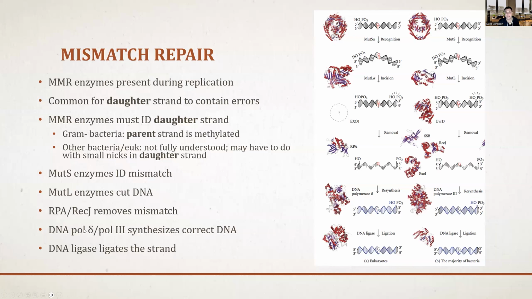At this point, depending on which enzyme, which type of species you're in, if you're in a eukaryote, RPA is going to remove the mismatch, and DNA pol delta is going to come in and synthesize that new stretch. If you're in bacteria, it's RecJ removing the mismatch, and it is DNA polymerase 3 that's going to synthesize this. And you can see right here, Mut-S alpha, Mut-L alpha, Mut-S, Mut-L.